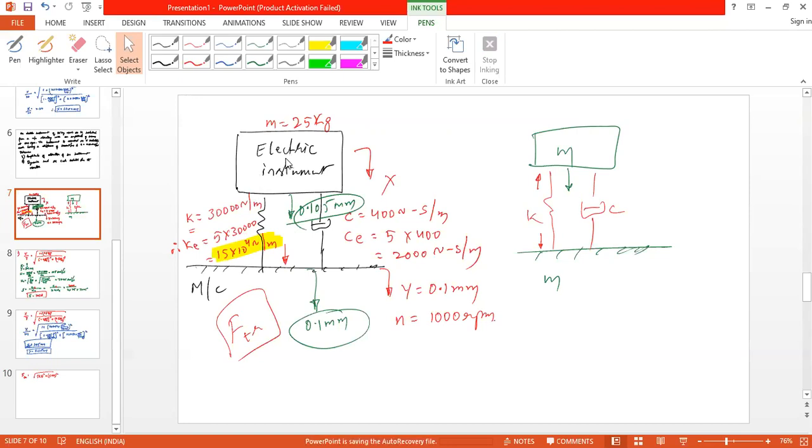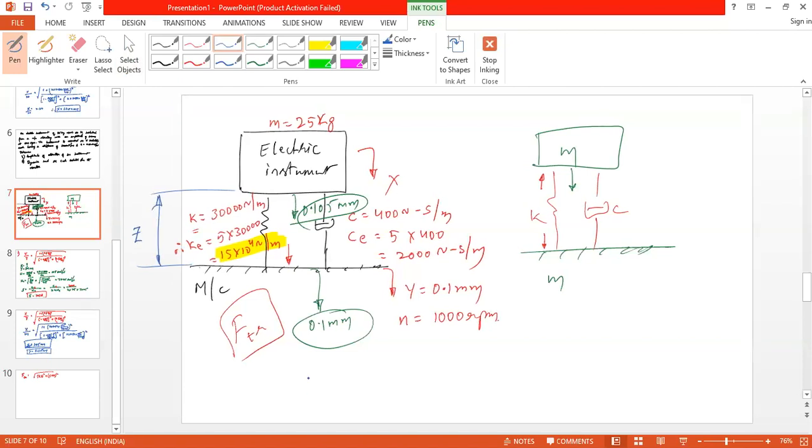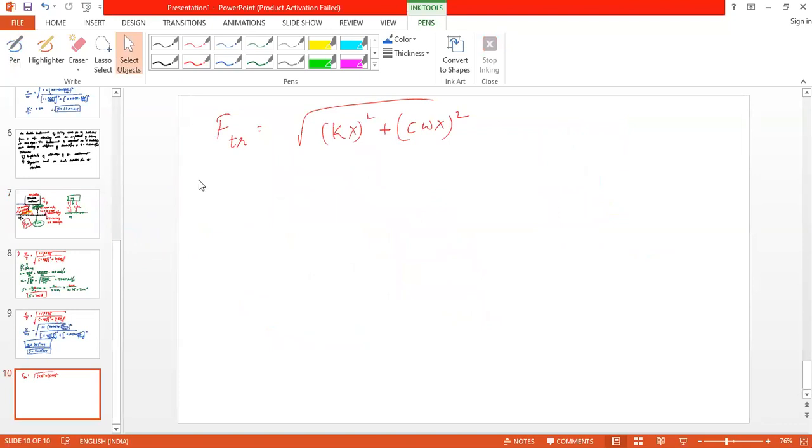No, it is not like that. Theoretically, it is the difference between the displacement of the machine member and the electrical instrument. But in vibration context, it is relative displacement. Is it clear? Yes, sir.